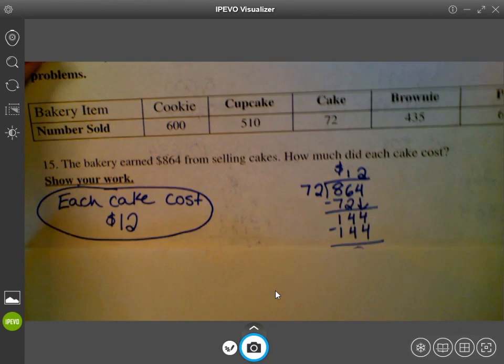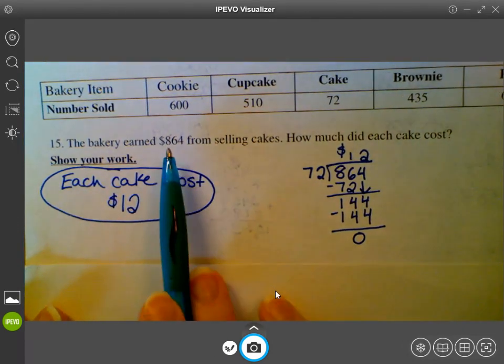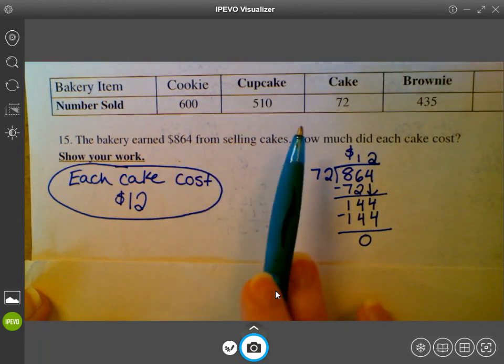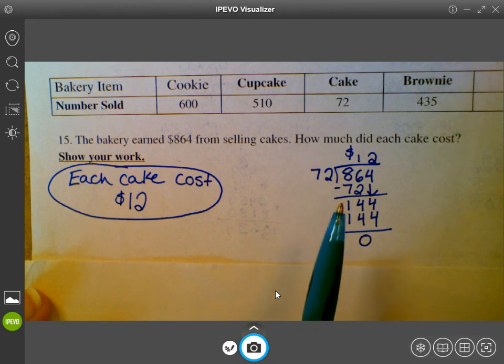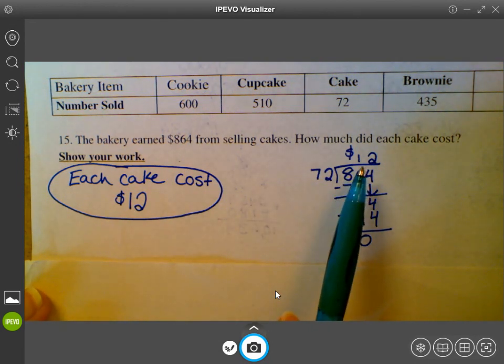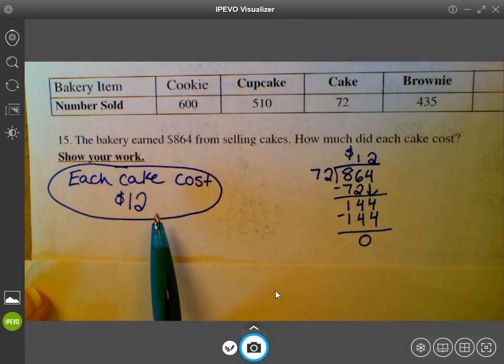So to find that answer, we would have to take the $864 and divide it by the amount of cakes that were sold, 72. So 864 divided by 72, you should have gotten 12. So each cake costs $12.